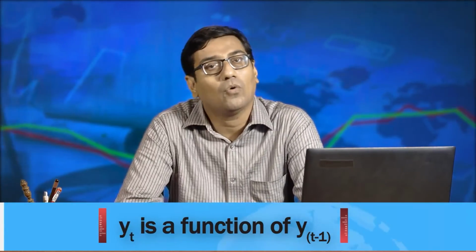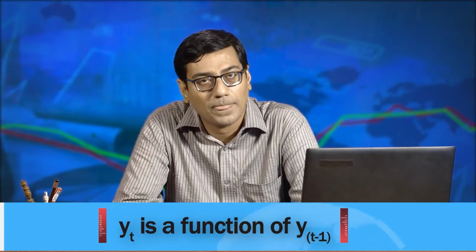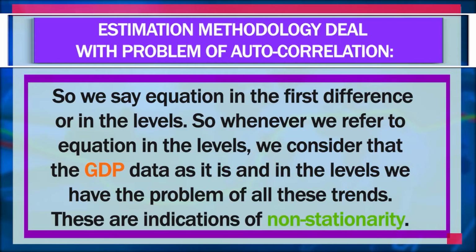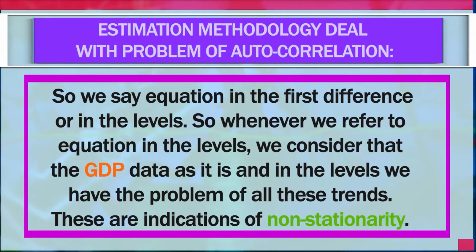So here we observe that the variable y, if it is GDP data, depends upon the variable in the previous period, and accordingly we can see yt is a function of yt minus 1. This yt as a function of yt minus 1 will actually refer to a kind of autocorrelation problem, because the error terms are also dependent on each other. So we say equation in the first difference or in the levels. Whenever we refer to equation in the levels, we consider the GDP data as it is, and in the levels we have the problem of all these trends. These are indications of non-stationarity.